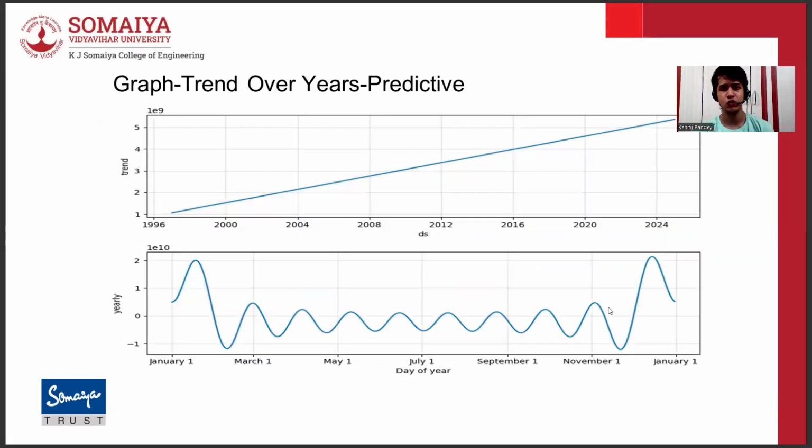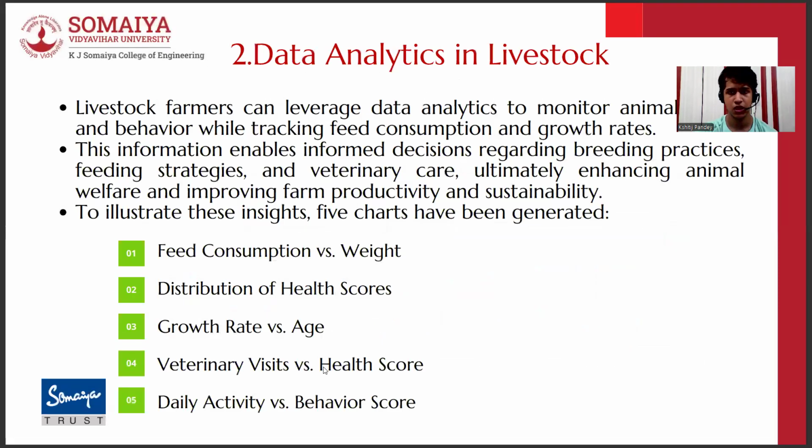This is the graph of the trend over years. It is from 1996 to 2024 again, which has seen a steady increase. This is yearly, or basically monthly: Jan, Feb, March.